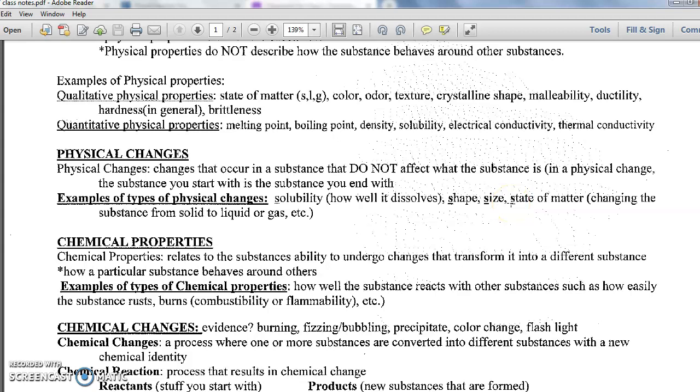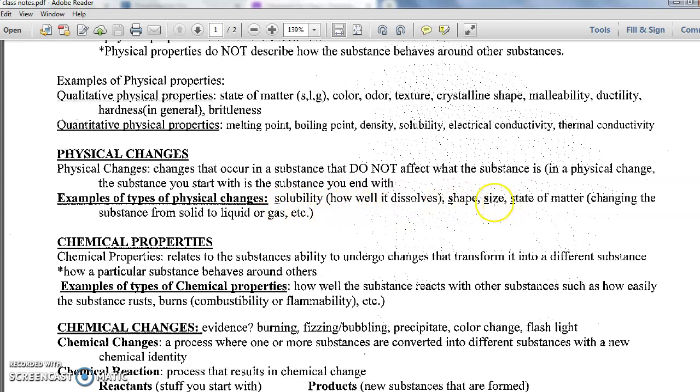If what you start with is what you ended with, that is a physical change. So those are some physical changes: changes in solubility, size, state. Those are all beginning with S's. A way to remember physical change is what you start with is what you end with, and they all start with S's.